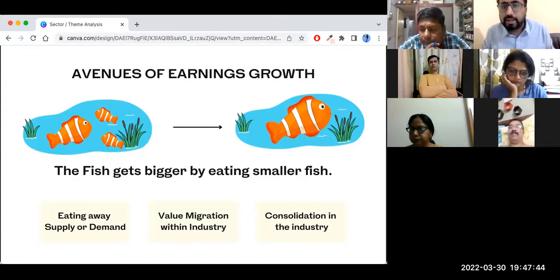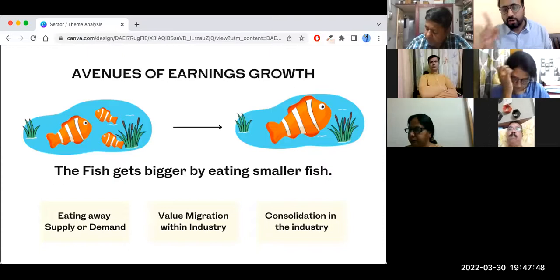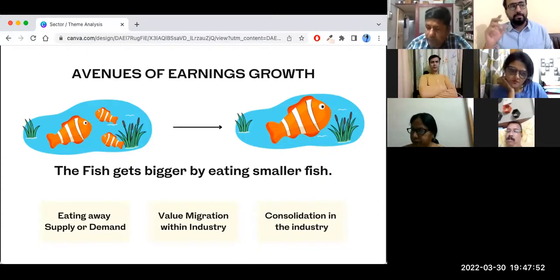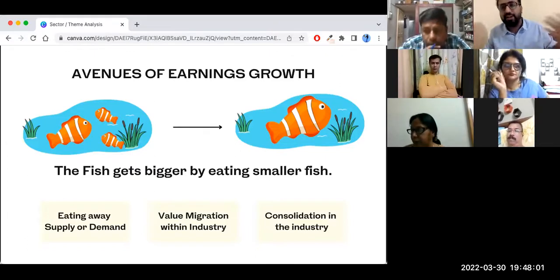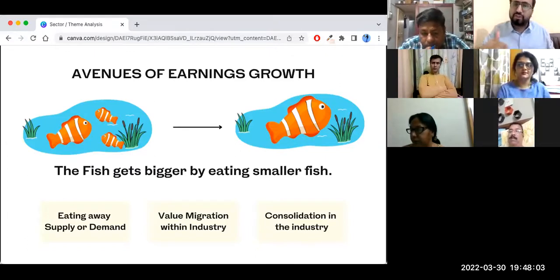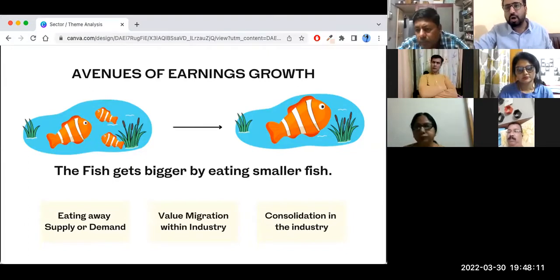Okay. Third is consolidation in the industry. Now I've kept it separately because some level of consolidation also happens when the company is consciously eating away supply or consciously eating away demand. But some level of consolidation can also happen organically. Now, how does that happen? When weaker players or smaller fishes automatically die.